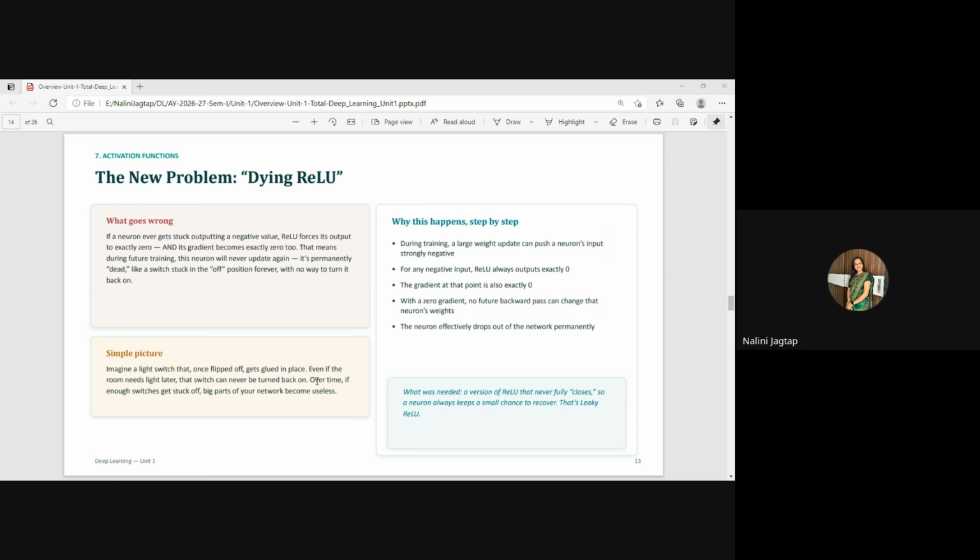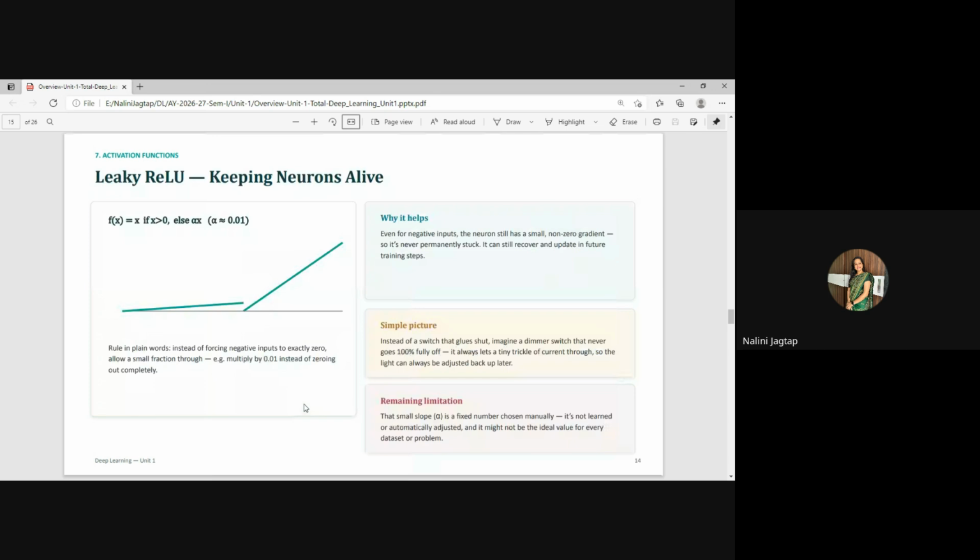The obvious question that rises for us is: could we design a version of ReLU that never fully closes, so that even a struggling neuron always retains some small chance of recovery? The disadvantage of ReLU was that once the value has become zero, the error cannot be propagated. So we have to find a way around this problem and ask whether we can have something that will always have some chance of recovery. And of course, there is a solution for this.